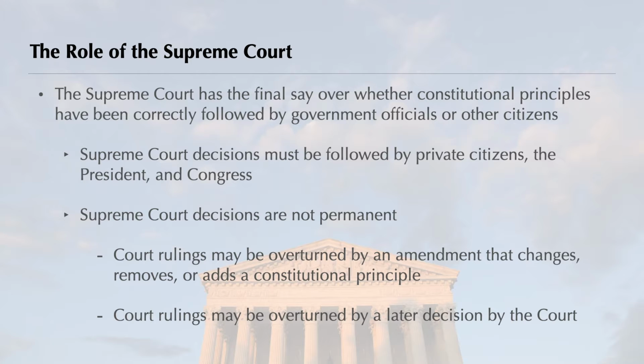However, a court decision is not necessarily permanent. It may be overturned by an amendment that changes, removes, or adds a constitutional principle. For example, the Dred Scott decision was overturned when the 13th Amendment abolished slavery. A decision may also be overturned by a later court decision. New evidence or new ideas may lead the court to change an earlier interpretation of a constitutional principle.